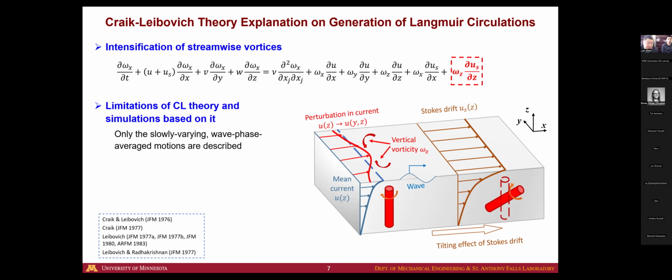circulations. Okay. So these are the classical theory, and for a lot of simulation works, they were based on this theory. And this is a very nice theory, has been very successful. But meanwhile, its limitation is it focuses on the slowly varying, large scale motions. That is what is called wave phase averaged. And that was very successful, but it does not capture all those small scale processes.